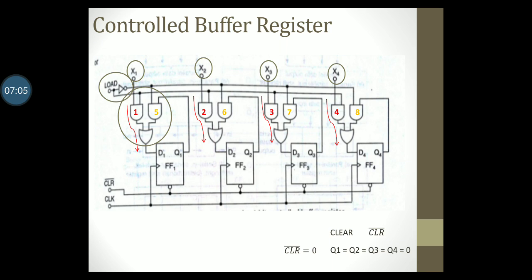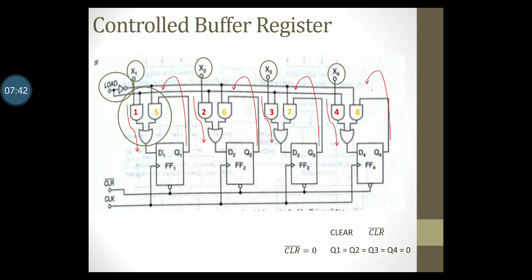However, when load is equal to 0, the AND gates 1, 2, 3, 4 will receive an input as 0. So the AND gates 1, 2, 3, 4 are inactive. But the AND gates 5, 6, 7 and 8 will be active. When gates 5, 6, 7 and 8 are active, the outputs Q1, Q2, Q3, Q4 will be fed back as input into the register. I have indicated this with an arrow.